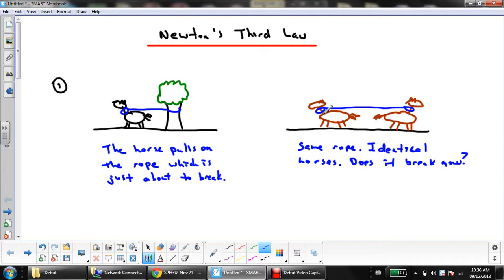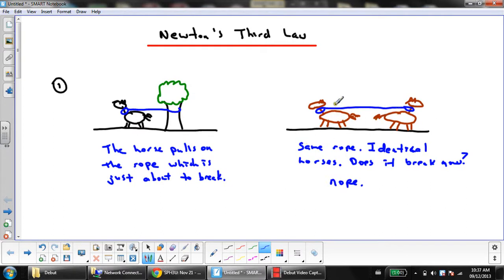Now I take the same horse, I clone it. This is science, anyways. I clone it. Got an identical horse, same rope. Instead, I'm going to tie it around the second horse. Same rope, identical horses. Does it break now? Answer: nope. Why? Because this tree is acting just like this person.